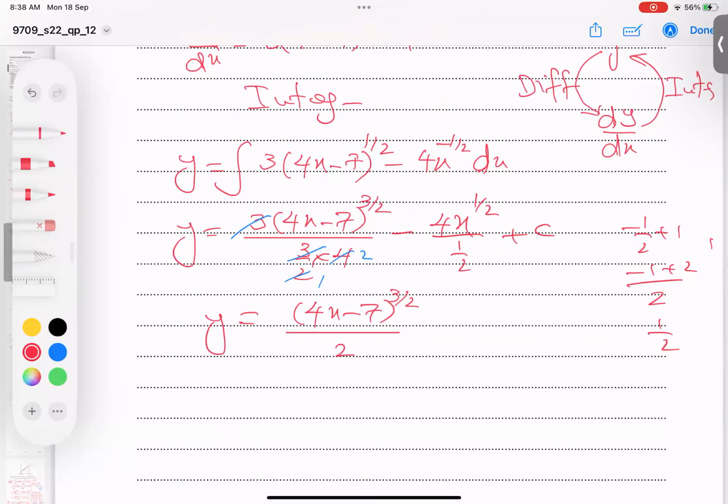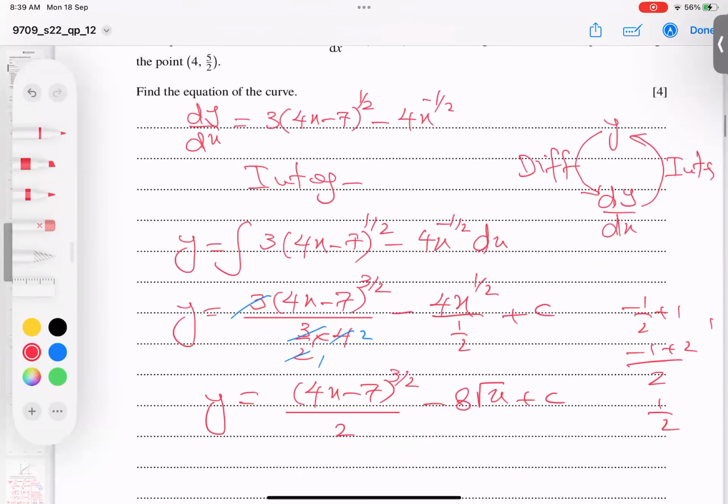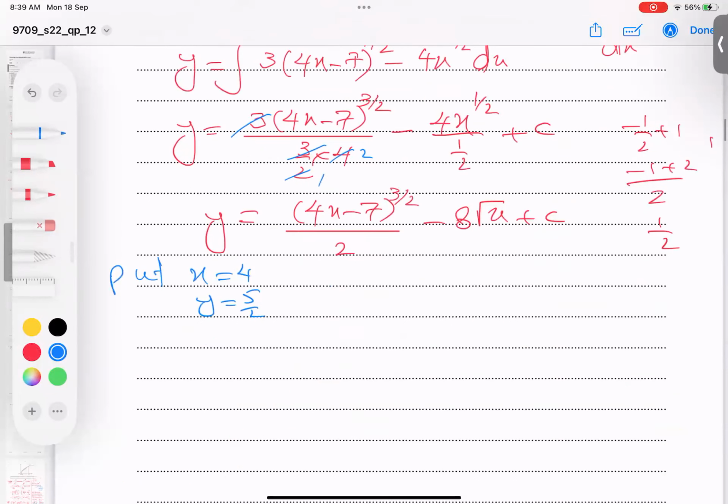Okay. And afterwards, what is this one? This will flip up. 2 4s are 8 and root of x plus c. And now we have the given data that we know this point is given by him. So put x equal to 4 and y equal to 5 upon 2. So what I'm going to put here, so 5 upon 2 comes here. Okay, students. So let's see what is the basic way.